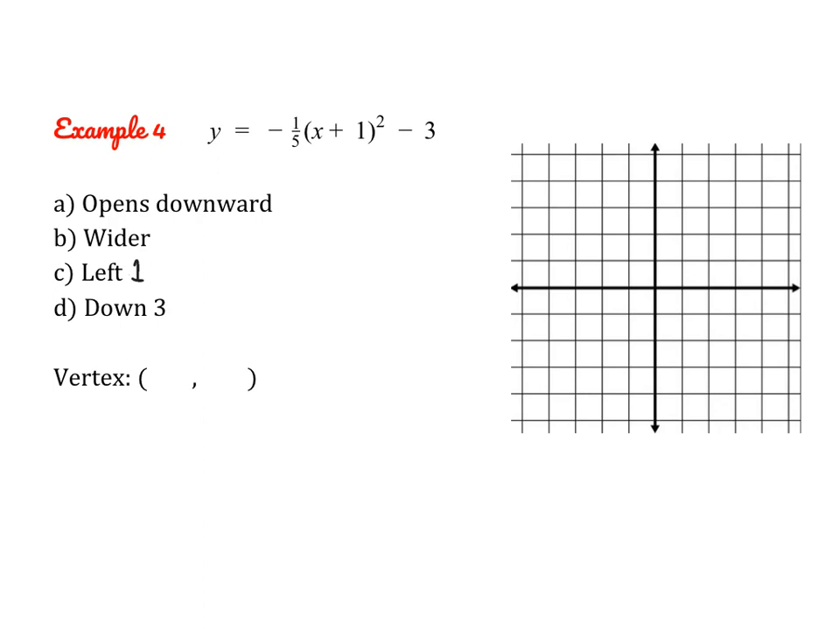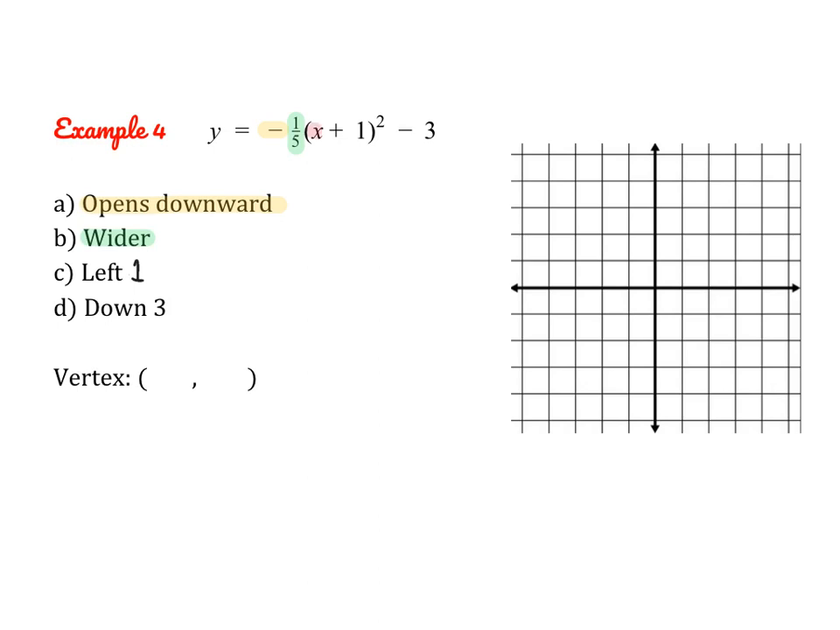Okay, let's try this last problem together. So the first thing I notice is that there's a negative out front, which means our graph is going to open downward. So remember, negative graphs give you sad face graphs. So the next thing I see is an A value that is less than 1, which means our graph is going to be wider than usual. It doesn't grow as fast. It's going to be wider.